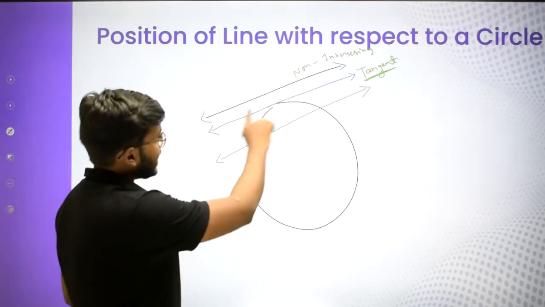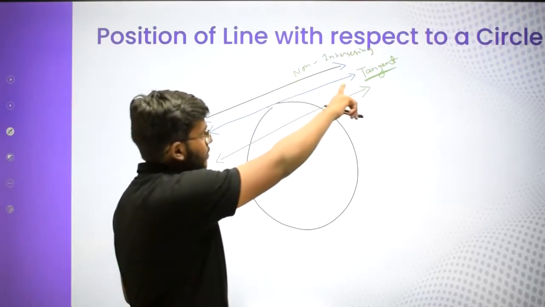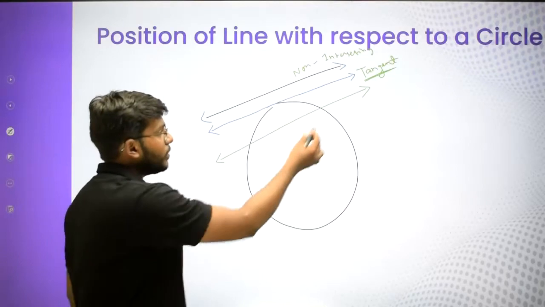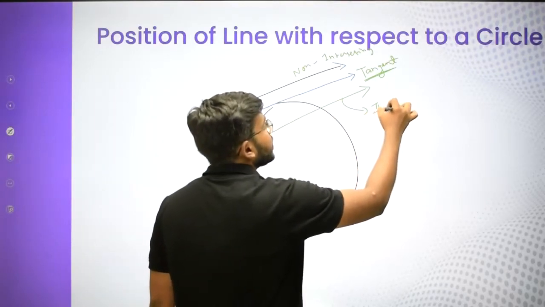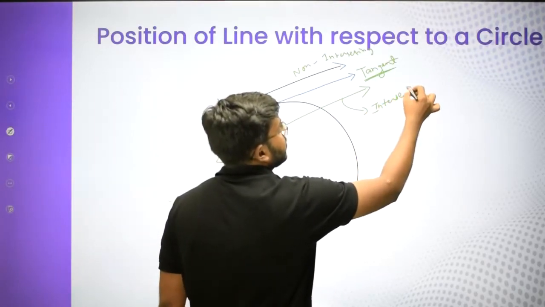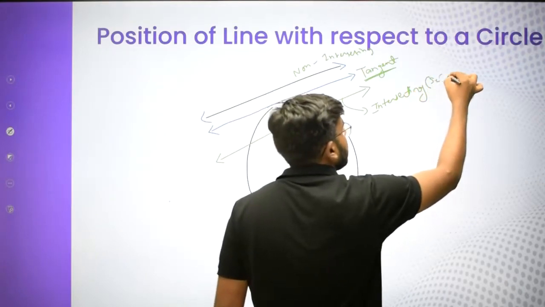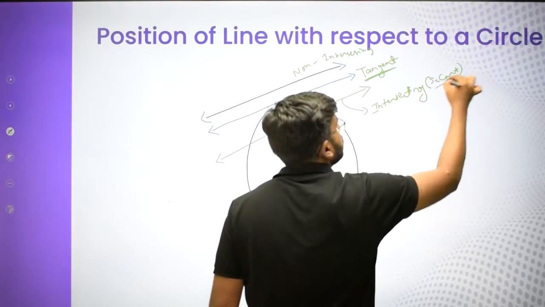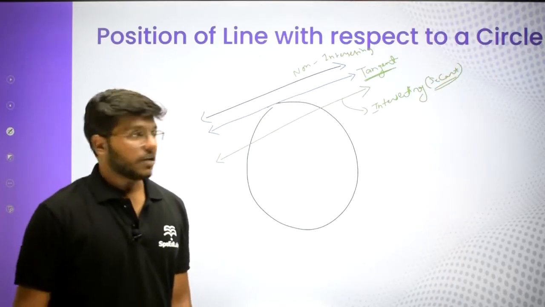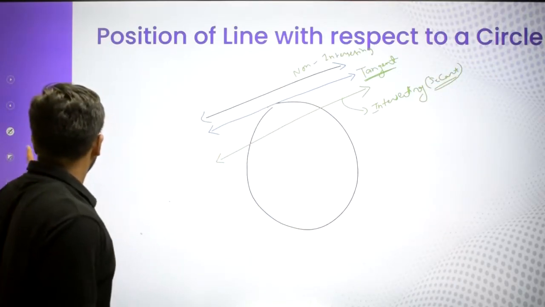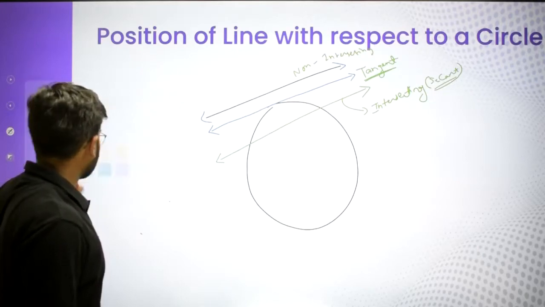Okay, so a line can be a non-intersecting line, it can be a tangent, that means touching at only one point, or it can be an intersecting line, intersecting at two points, which is also called a secant, right? If a line intersects the circle at two points, it is called a secant. Okay, so these three can be the only conditions. Are you getting this? Yes or no?